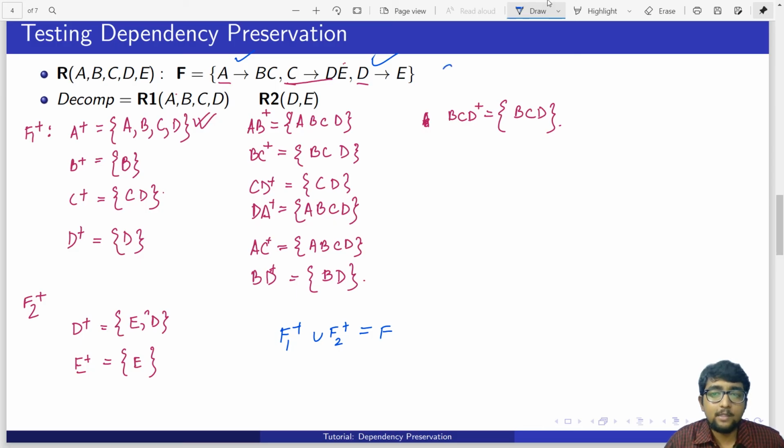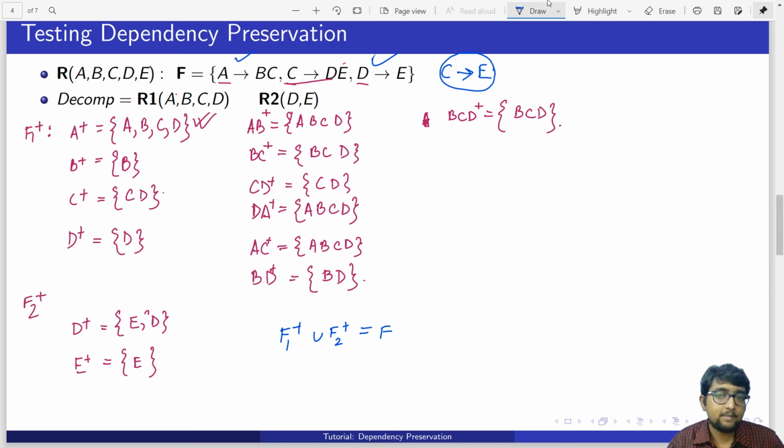We have to check for C goes to E, C functionally determines E. So this was not directly visible, correct? Now we will see whether it is holding or not. So let us go over here. So I will start from here.